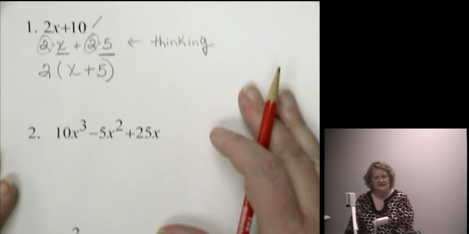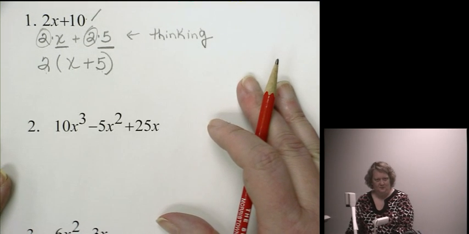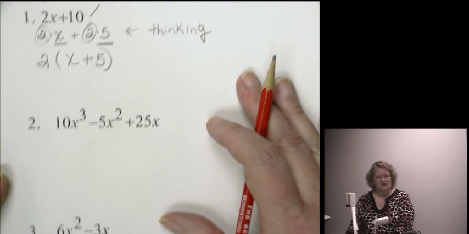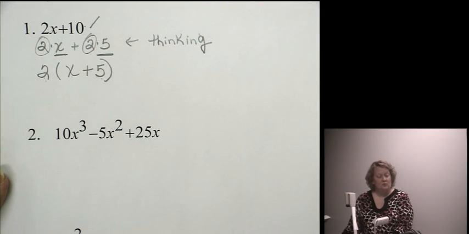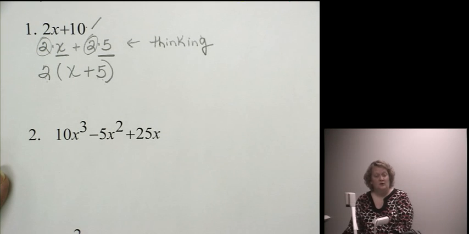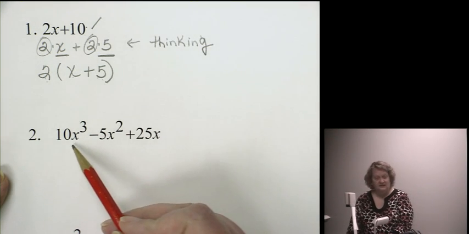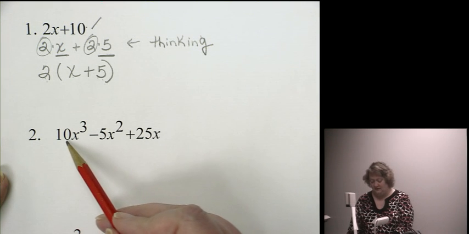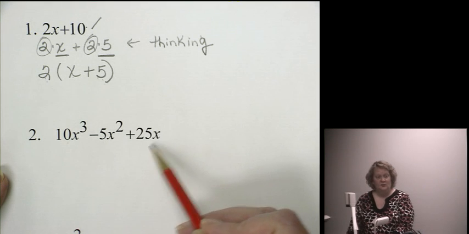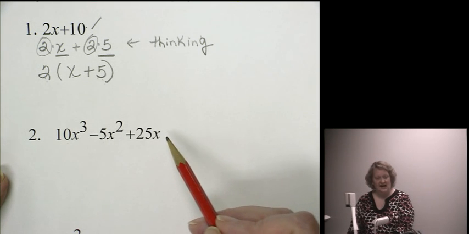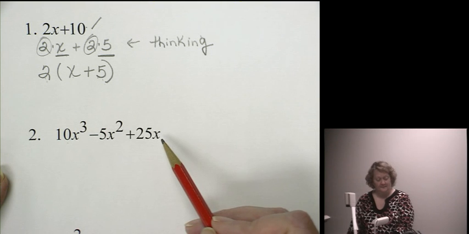Now, as we look into the next problem, let's look and see what they share as a common factor. When we're looking for common factors, we want to look for both numbers and variables that each and every term share. So as we start here, let's first look for numbers. We've got the number 10, the number 5, and the number 25. So we can see that they all share the number 5.